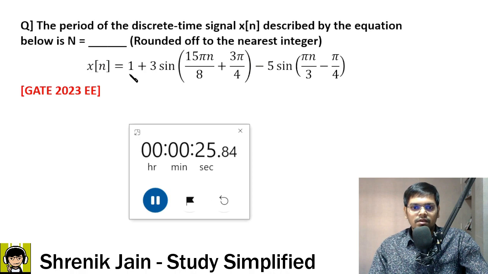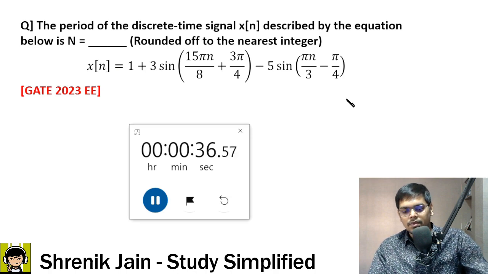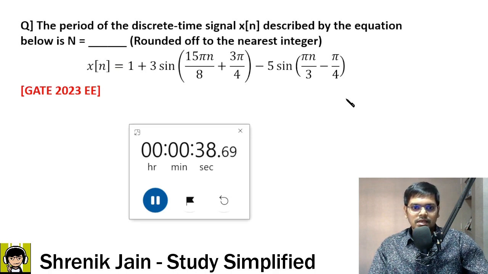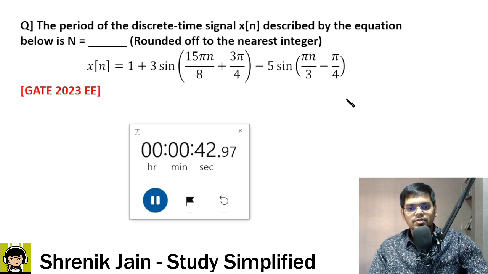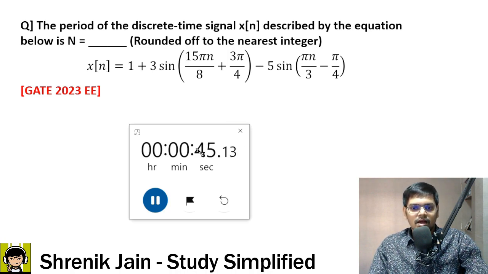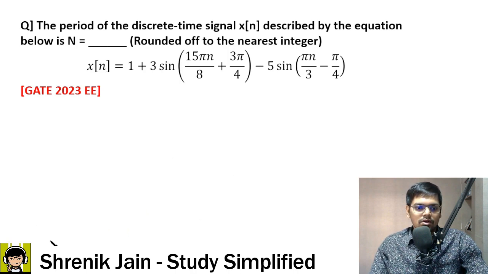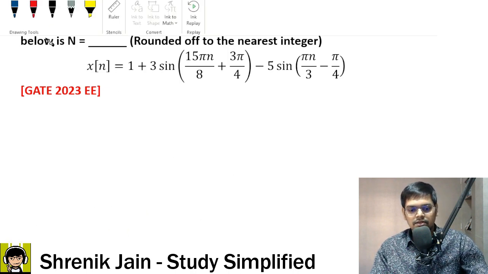Sir, we have 3 functions, this is the DC component, so it won't affect our period. Next is this, where omega 1 is 15 pi by 8. Next term, omega 2 is pi by 3. Use the HCF concept, rearrange, get your answer. Okay, I should end the timer. It's not that tough. Check it out. The right answer is 48.